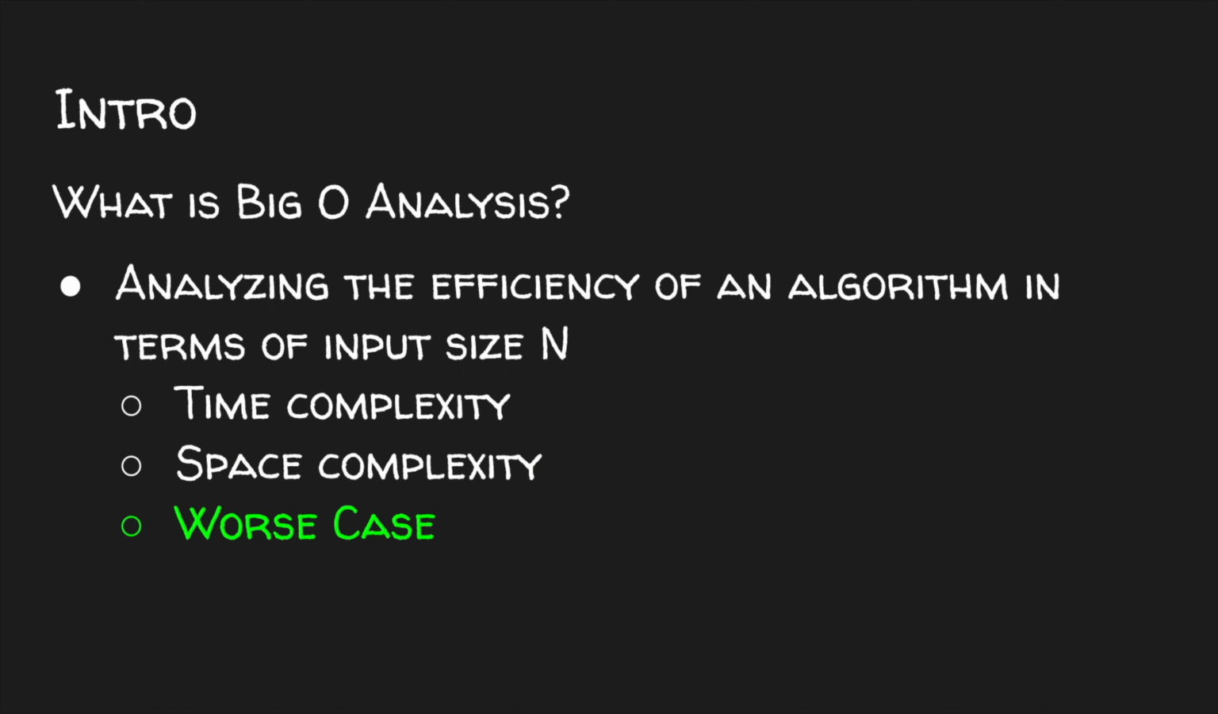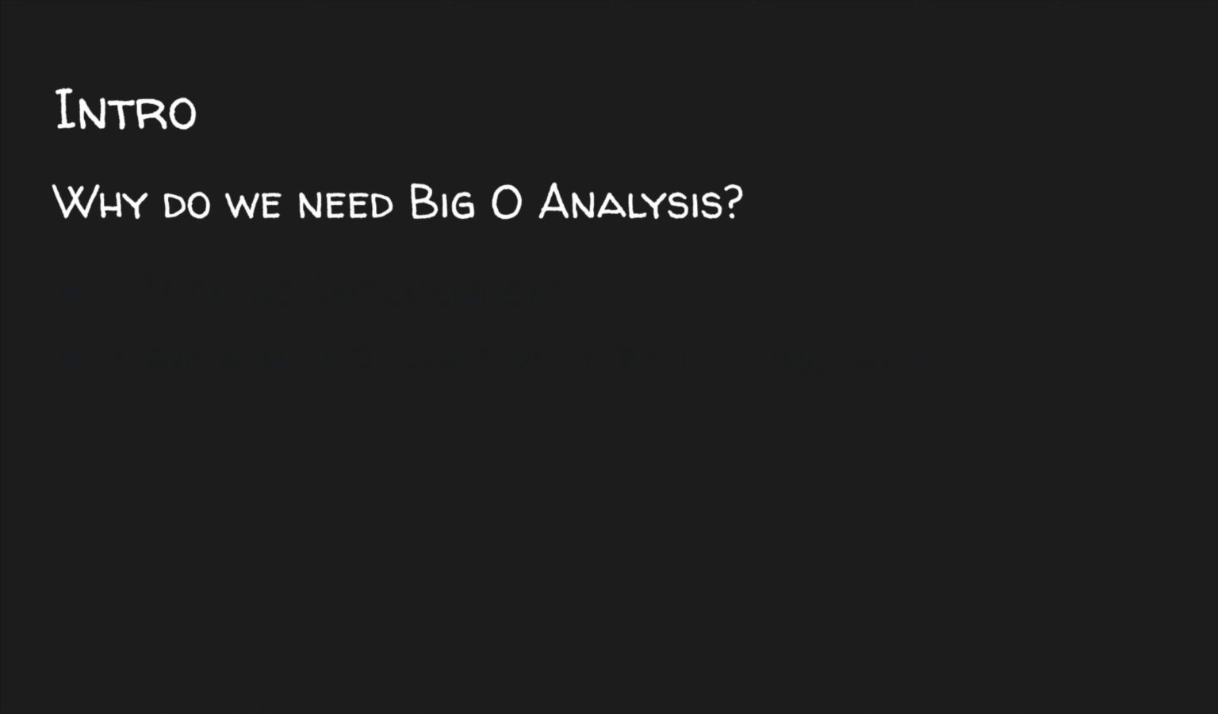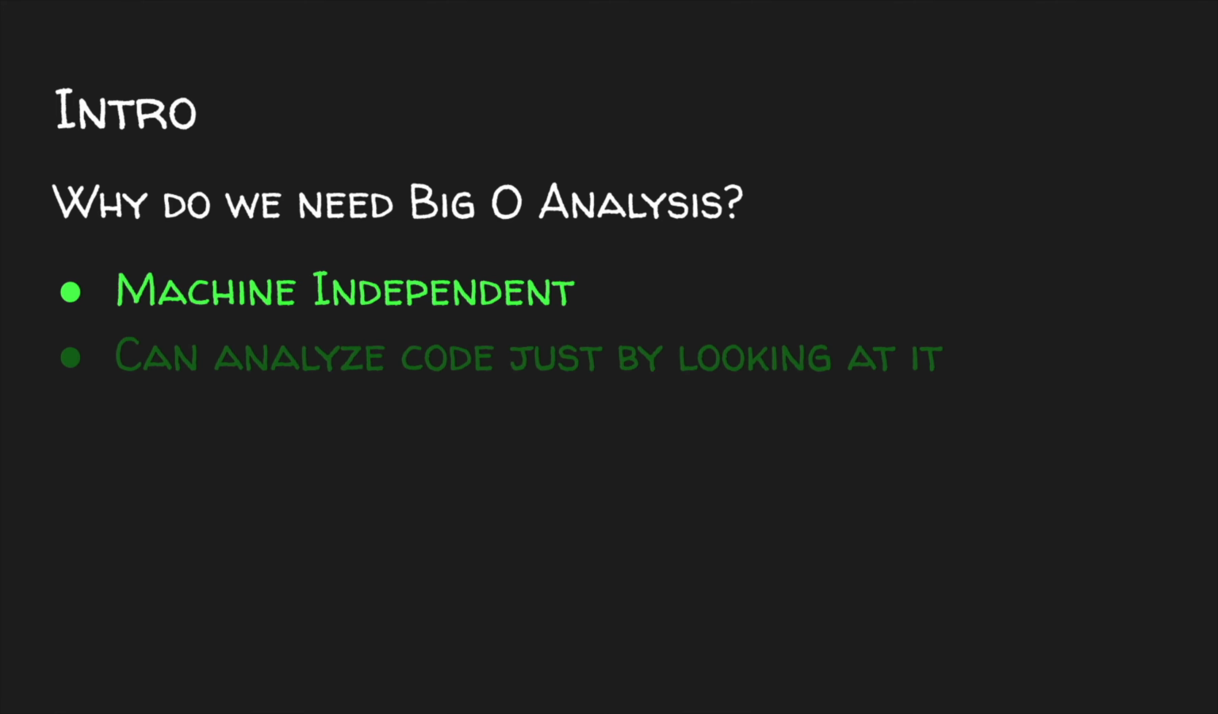So, why is Big O analysis useful? Well, absolute runtimes of an algorithm vary based on the machine the algorithm is run on, whereas Big O analysis is machine independent. Also, Big O analysis allows us to analyze the efficiency of a piece of code just by looking at it. Overall, Big O analysis is useful because it provides us with a standardized way to discuss time and space efficiency with others in a meaningful way.